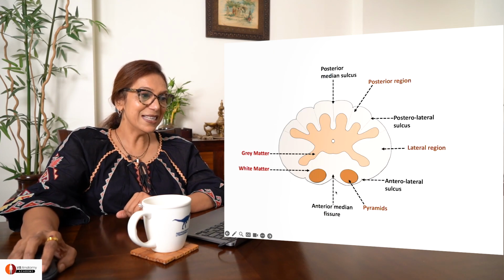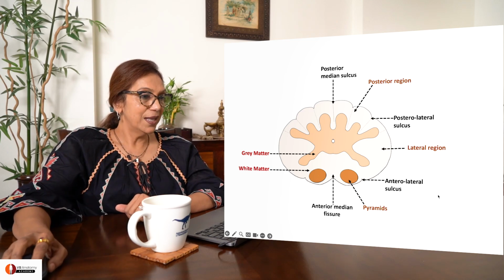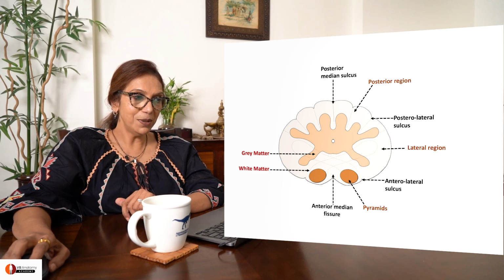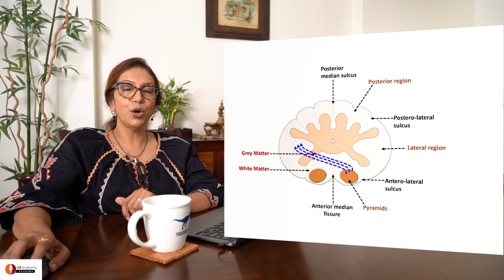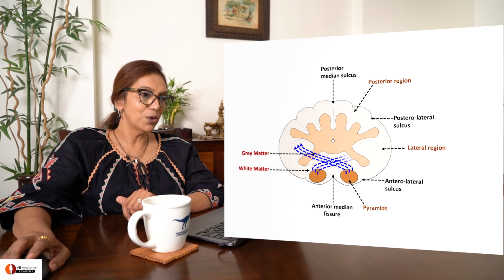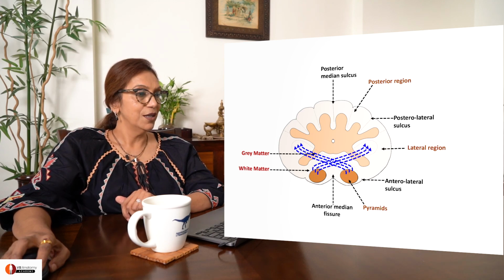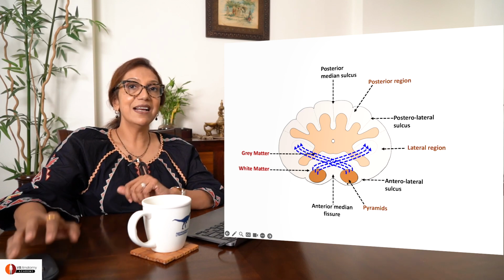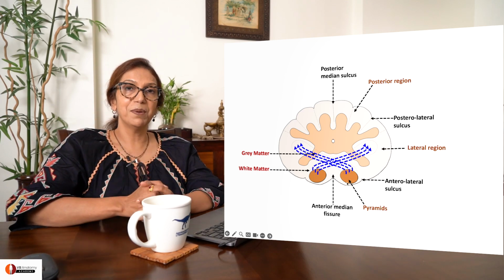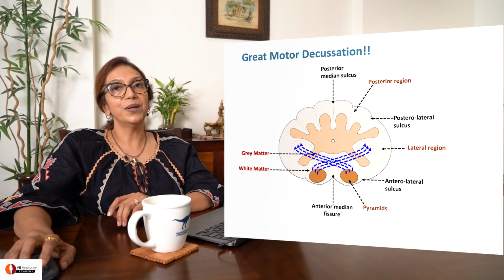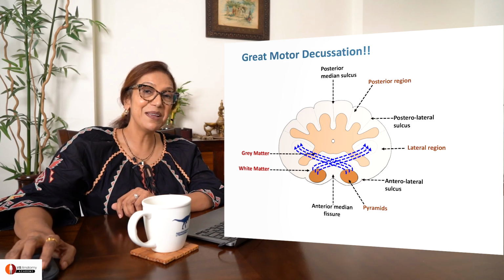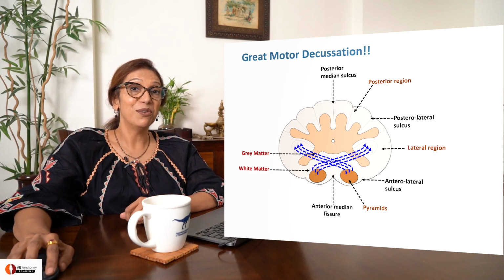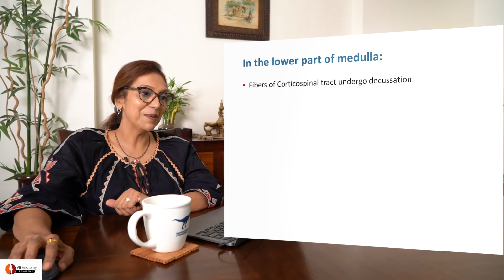Right. So this is what our drawing is all about. Now observe carefully. Can you see fibers from the pyramid crossing the midline to the opposite side? From one pyramid crossing the midline to the opposite side. You can see that they are passing through the gray matter, right? These are decussating fibers of pyramids. This is the great motor decussation. Isn't it a lovely name? Great motor decussation. It's an event. Of course, it's an event. Why is it important? Well, I'll come to that.